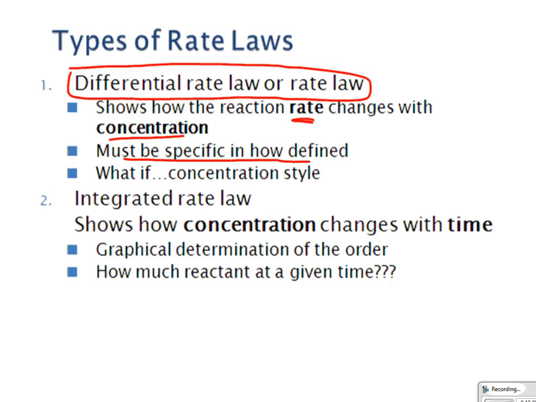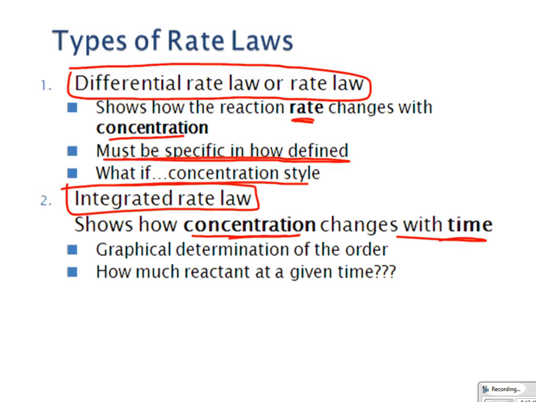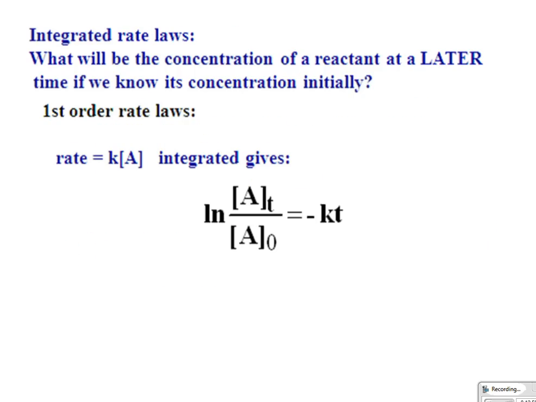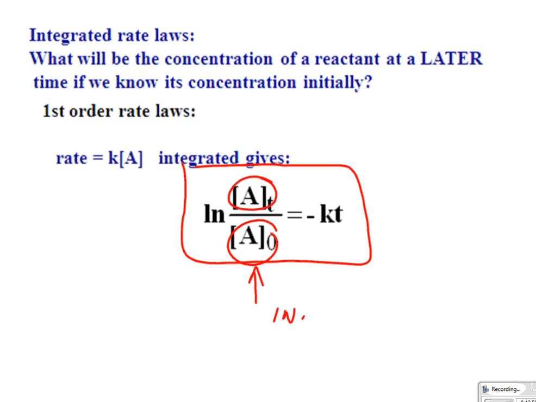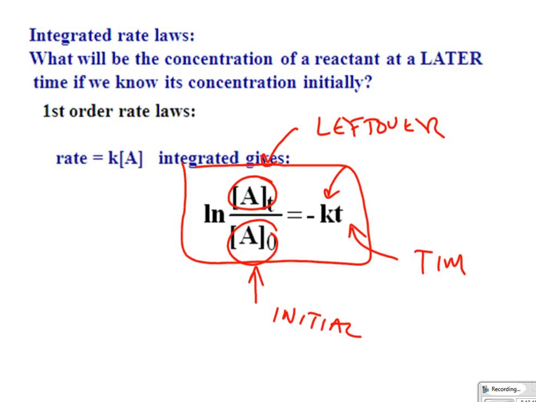The only other thing they use very slightly is the integrated rate law. That focuses on how concentration changes with time. So if I look here, this is basically my integrated rate law right there. So it's natural log of the concentration at T over the concentration at zero. This is at time zero, so this is my initial value. This is at some other time, the leftovers, basically. And then K is my constant, and T is the amount of time, and time always has to match my rate constant. So if I look right there, that matches my rate constant.